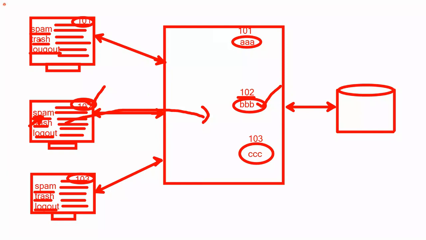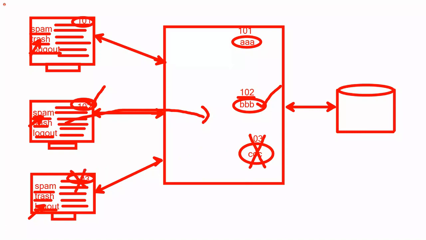Suppose this person clicked trash. Then the trash request comes to the server. With the trash request, 101 comes. Then 101 matched. Then the server will understand this is clicked by the AAA user. Then the server will communicate with the database to bring the trash box of AAA. Then the trash box is passed. Suppose this person clicked logout. Then the logout request comes here. With that, 103 comes. Then 103 matched. Then the server will understand this person is going to log out. So it has to vanish. It is vanished. Then the response comes.